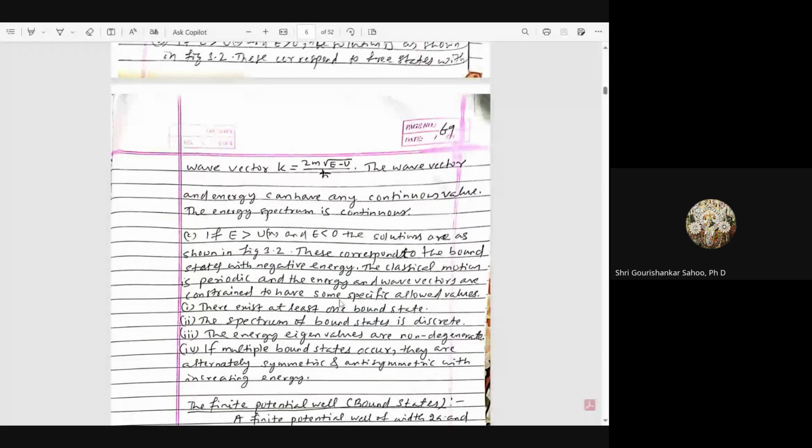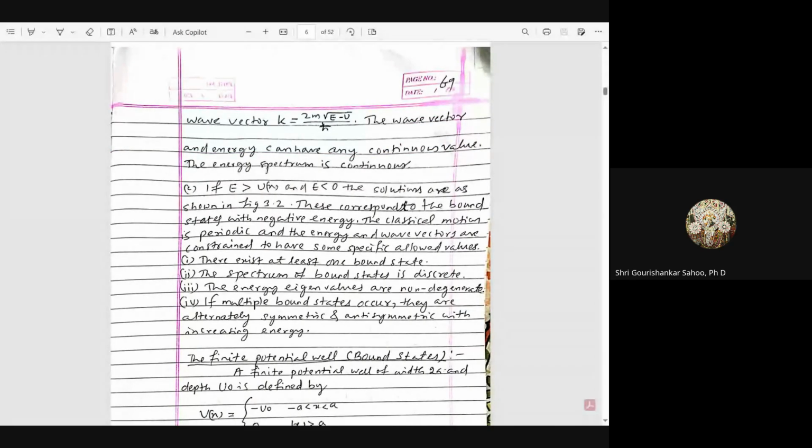This corresponds to a boundary. This corresponds to a bound state with negative energy. The classical motion is periodic, and the energy and wave vector are constrained to have some specific allowed values.